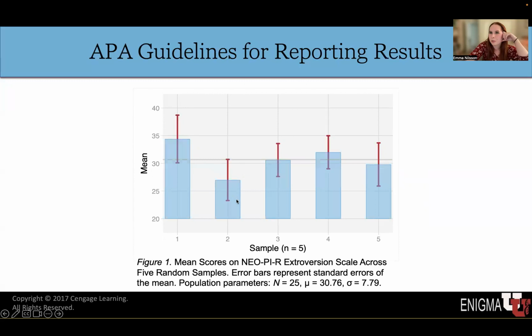Similar thing for when you're reporting it in a bar graph. This time the top of the bar represents the mean of each individual sample. And then these error bars, again, are going to represent the standard errors. And I missed this on our last slide, but population parameters, so like the sample size, the mean of the population, and the standard deviation of the population, are generally reported in text underneath the figure.